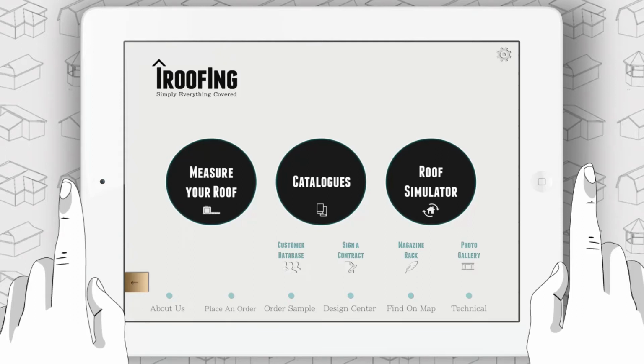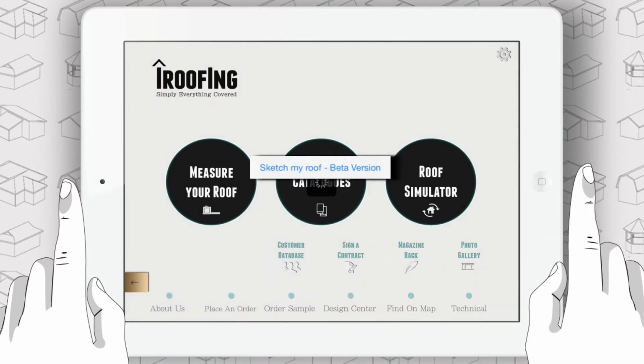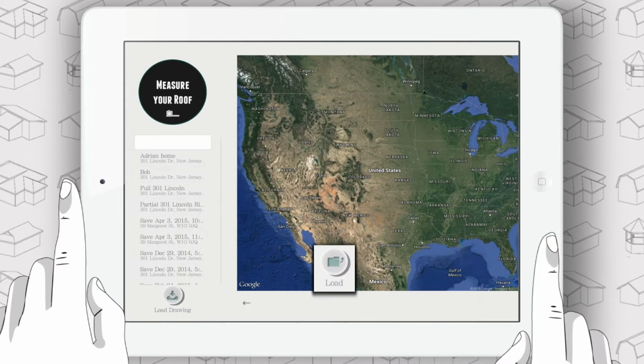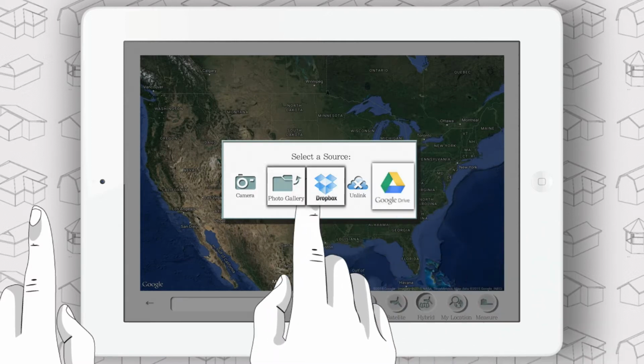iRoofing is excited to announce the ability to measure from your own satellite imagery or from new construction plan sheets. To do this, hit Measure Your Roof, Sketch My Roof, and then to import your own imagery, hit Load down at the bottom and Load Drawing. You can select a source from your camera, photo gallery, Dropbox, or Google Drive.